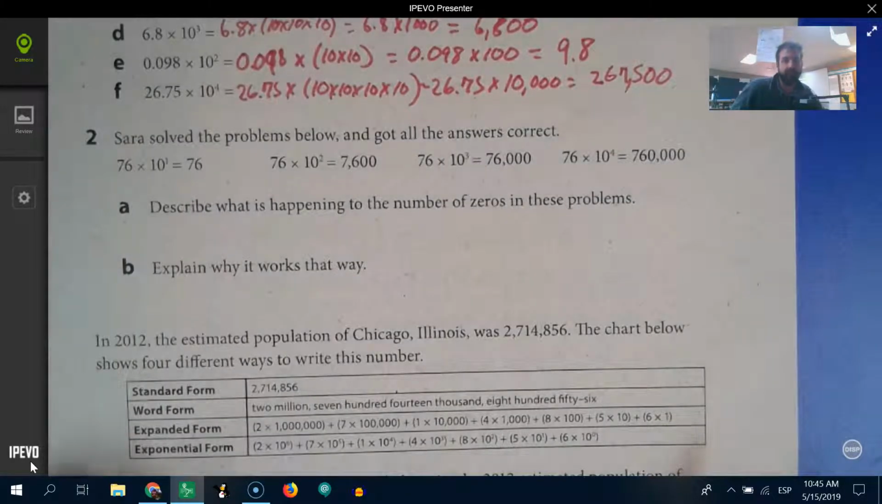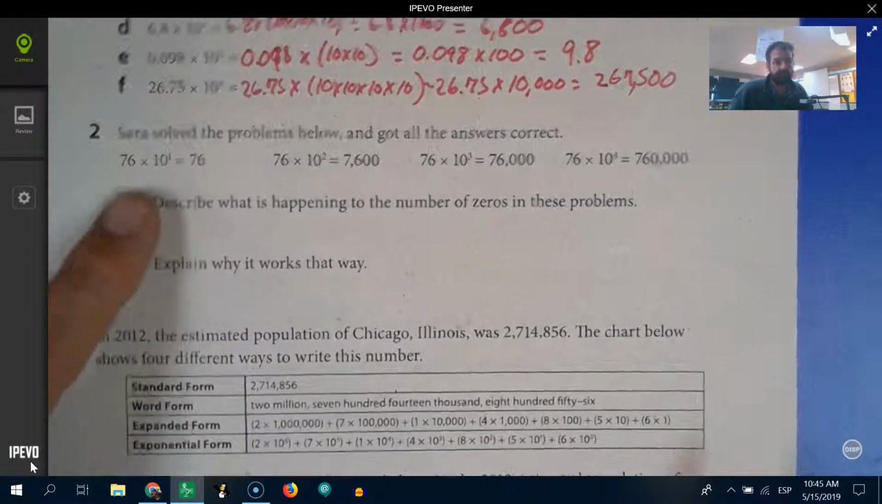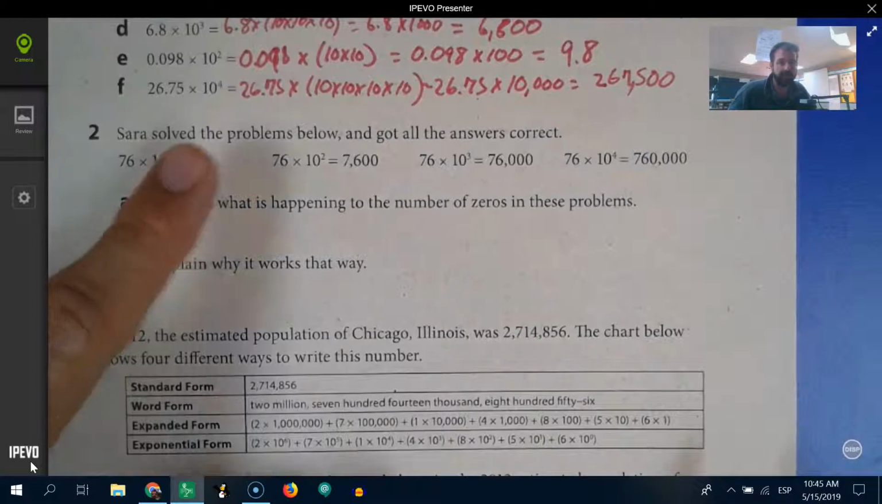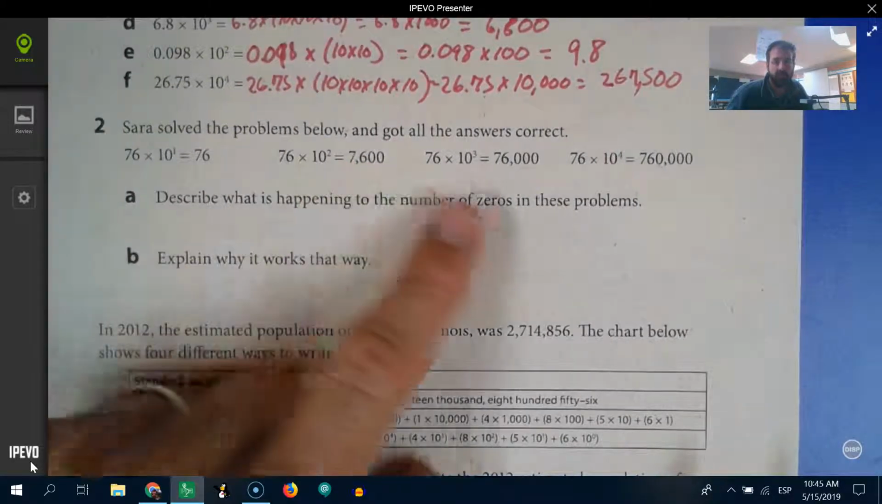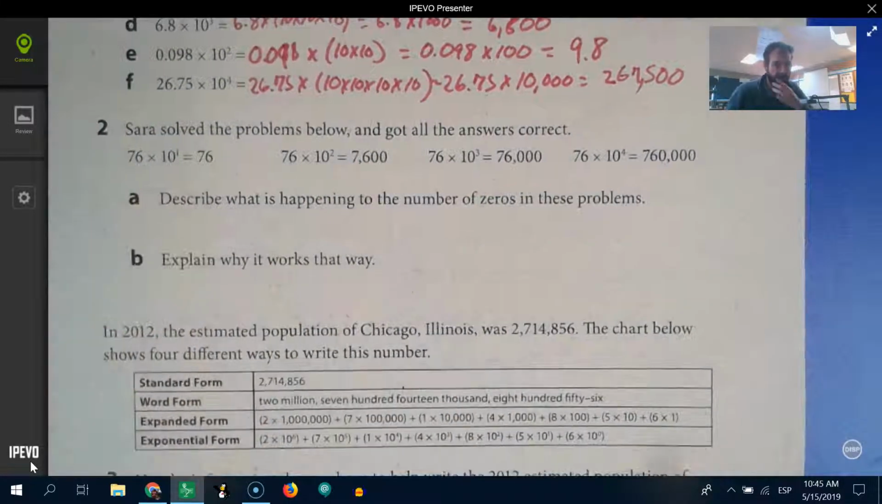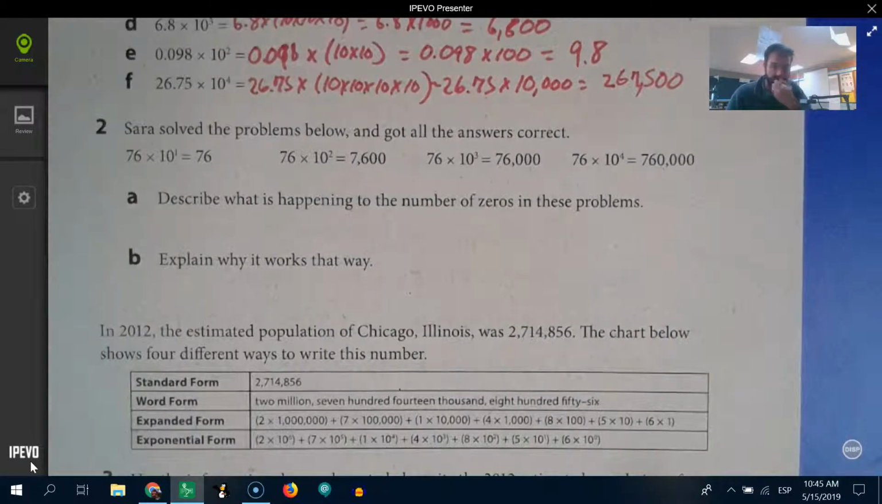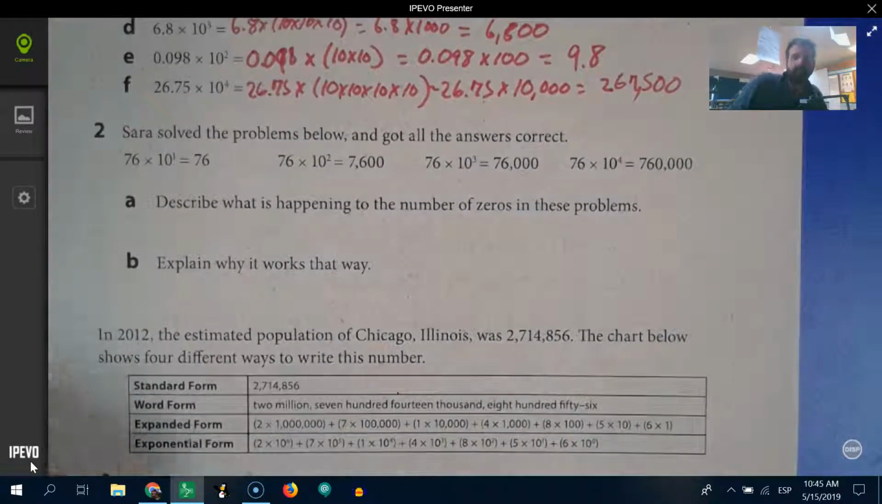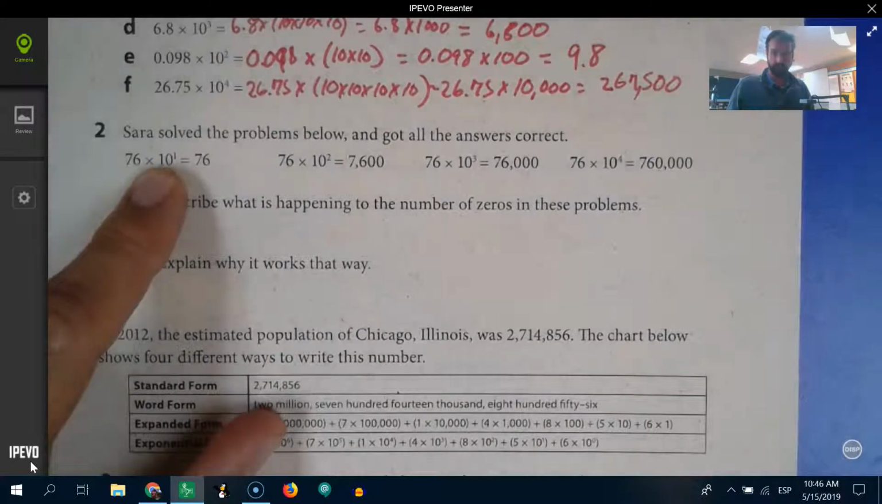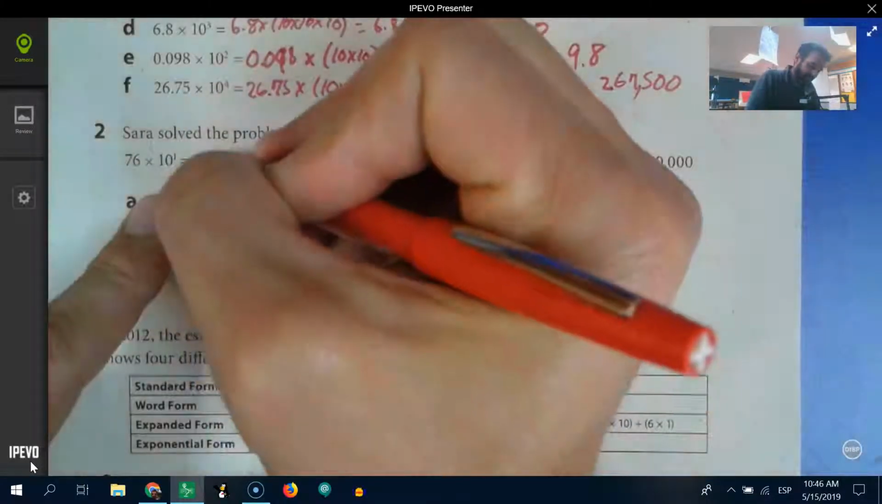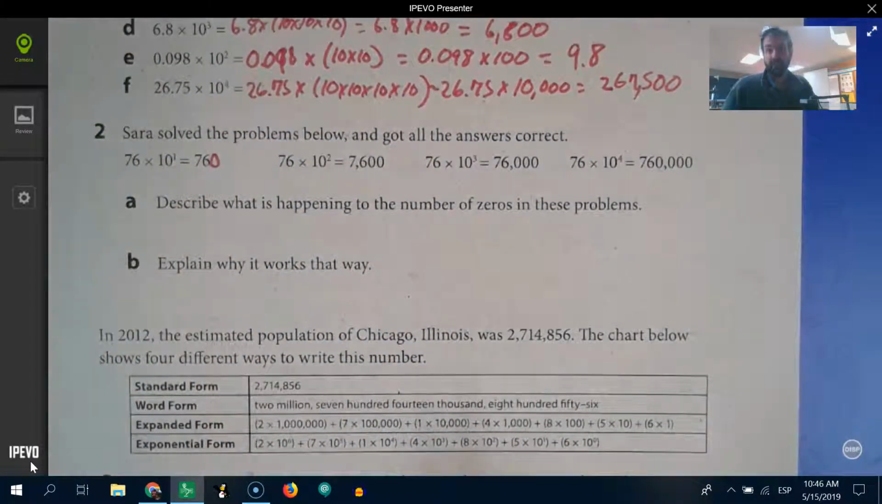Sarah solved the problems below and got all the answers correct. 76 times 10 to the first power is 76. 76 times 10 to the second power. Okay, great. Describe what is happening to the number of zeros in these problems. Wait, that's not right. That ain't right. This is 760. Yeah, I was super confused. There's a problem with that.